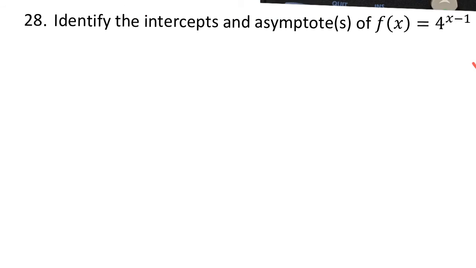Okay, number 28 is an exponential problem, and all exponentials have a horizontal asymptote. Horizontal lines are moved left and right? No, they're already there. Horizontal lines are moved up and down. And we move things up and down based on what's on the end of the equation. Since there is nothing on the end of that equation, the horizontal asymptote is at y equals 0.